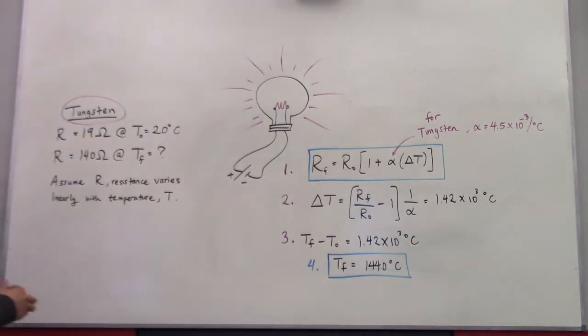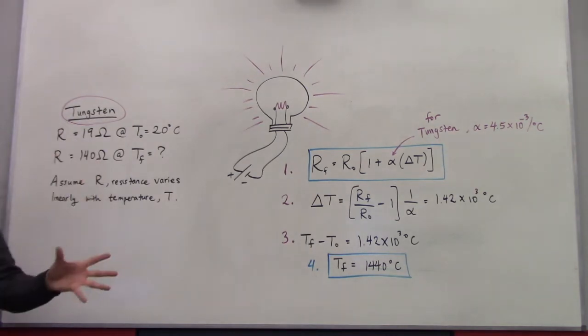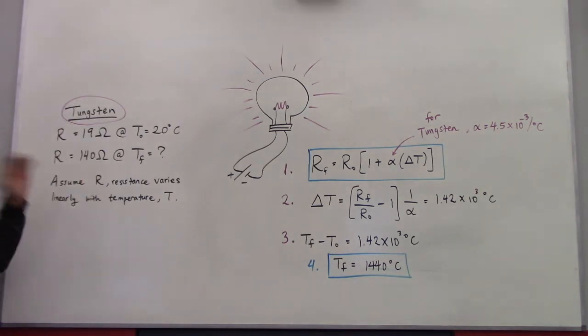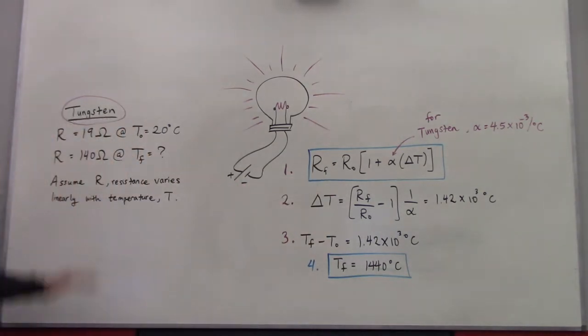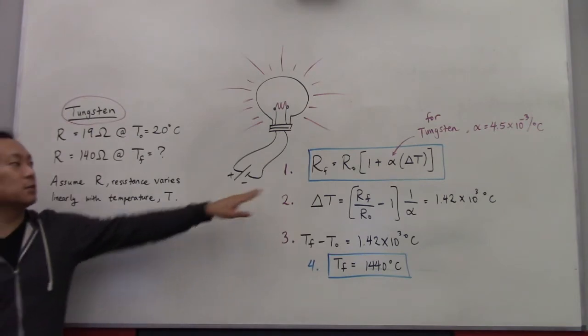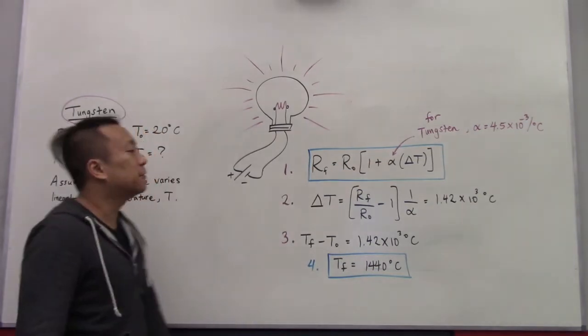So basically, the question is asking, if these resistance values that we measure from the start are 19 ohms at 20 degrees C, but then when we increase the temperature and measure it again a second time, we find that the resistance is 140 ohms, what is that temperature that we increased it to? So we're going to use this equation here. This assumes that resistance varies linearly with temperature. So that's why this is a linear equation, you see here.